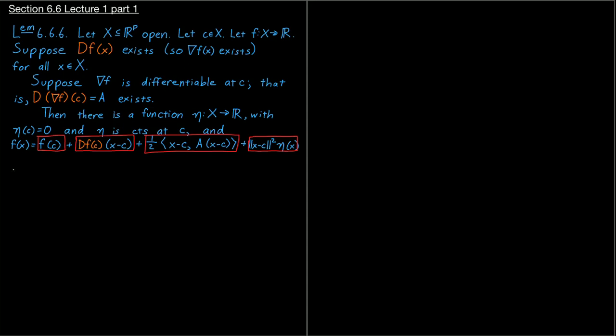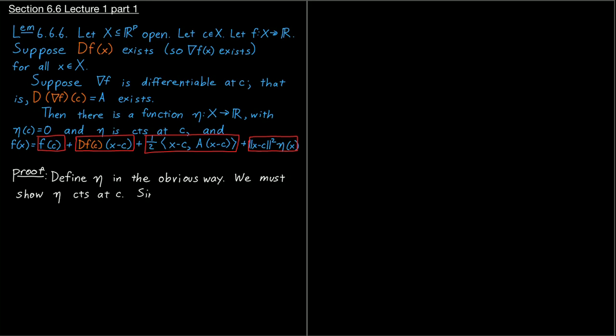Now to prove this, we're going to define eta in the obvious way. I don't really feel like writing it out. You solve the above equation for eta, and then you write out the piecewise defined function. And we must prove that eta is continuous at C.